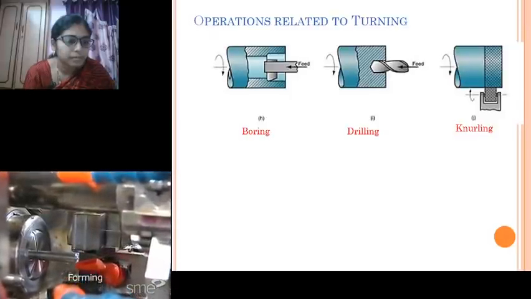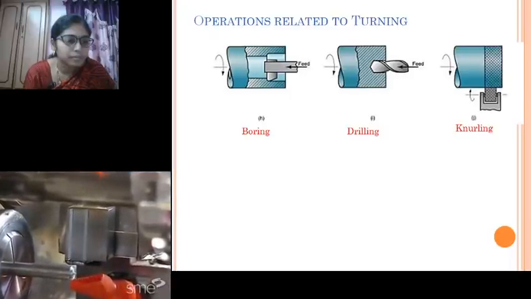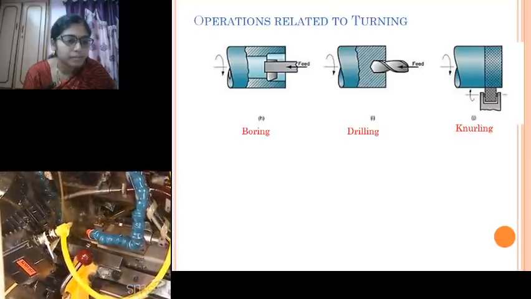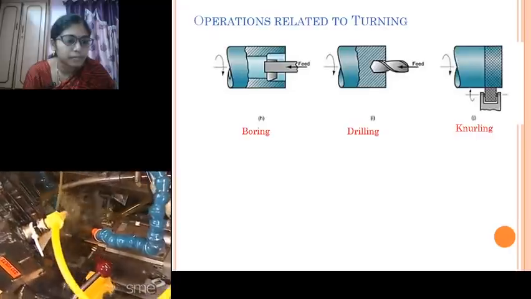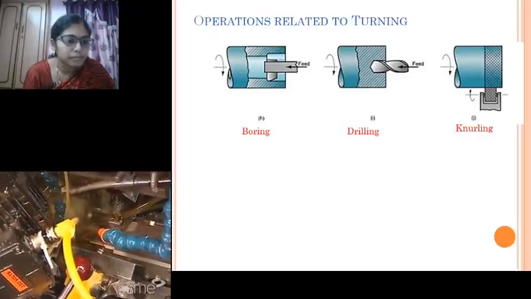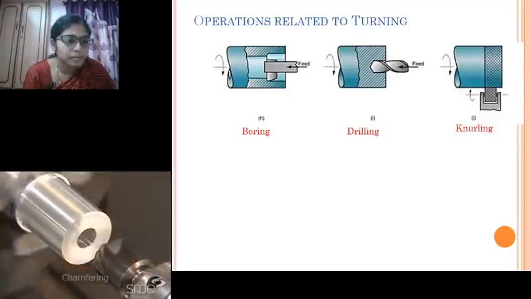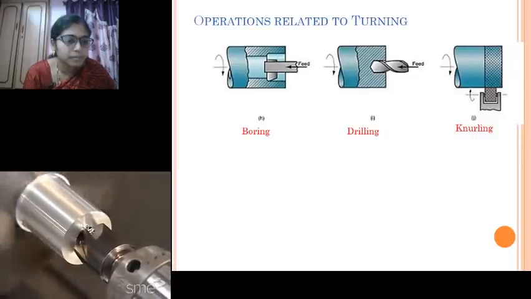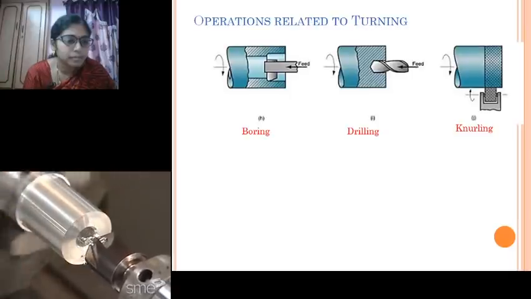Forming is another alternative for generating complicated shapes. The tool having the desired form or geometry is advanced perpendicular to the axis of rotation, reproducing the tool shape in the workpiece. Forming is commonly performed on automatic screw machines. Chamfering eliminates sharp corners from a workpiece and is a good safety measure. Typically, chamfering breaks corners at a 45-degree angle.